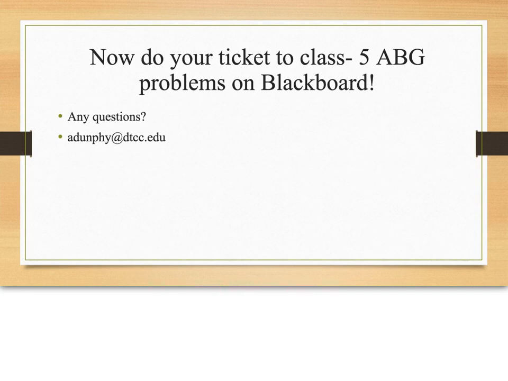So now it's your turn. I've posted on Blackboard a set of 10 problems that deal with compensation, and I've included the answers. The first place to start is there. Do a few of those problems. If you're getting them correct, you can proceed to doing your ticket to class. The ticket to class for this week is you're going to be doing 5 arterial blood gas problems on Blackboard, printing them off and bringing them into class. That's going to be the first thing we're going to talk about in class this week.